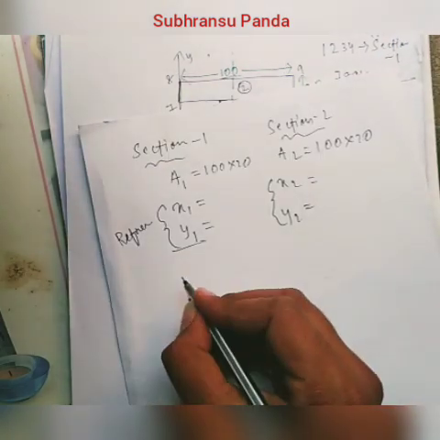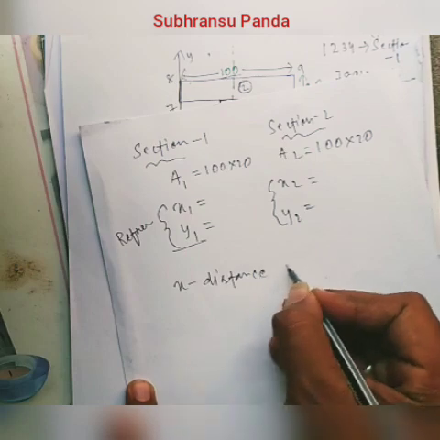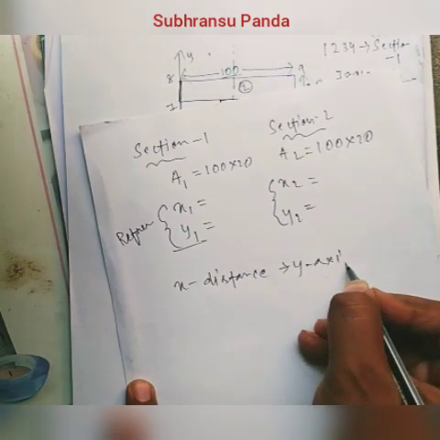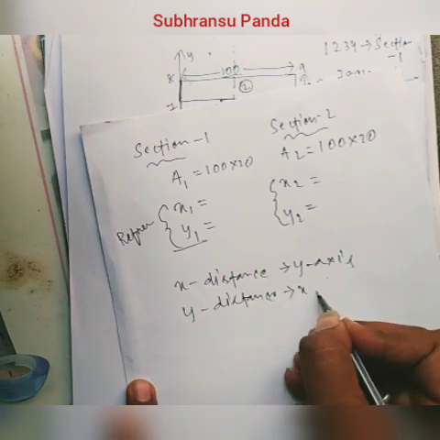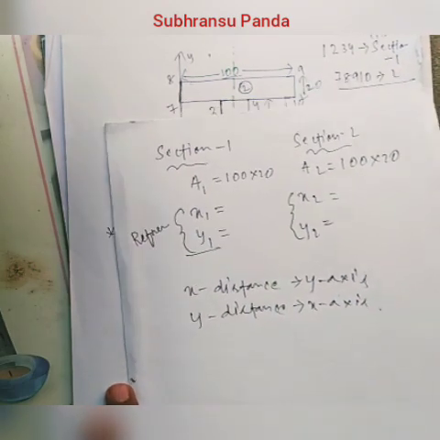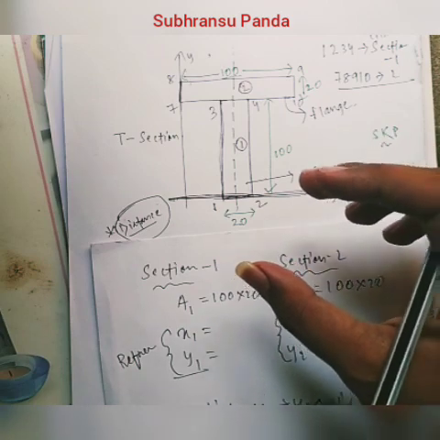So what is the distance thing? I already told you, x distance means y axis and y distance means x axis. So from this we will go directly to that. So for the first section, we will be individually calculating the centroid of the particular section.